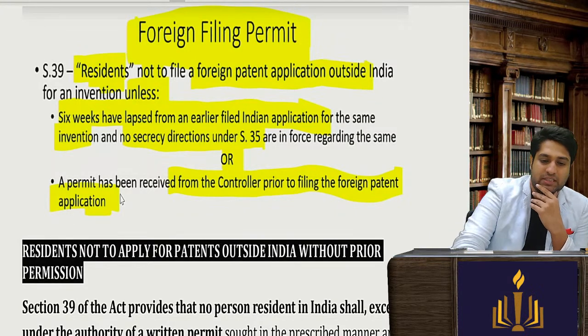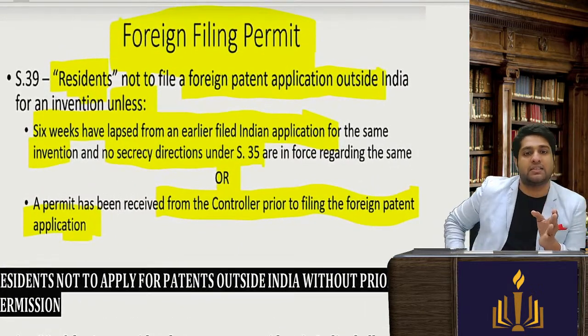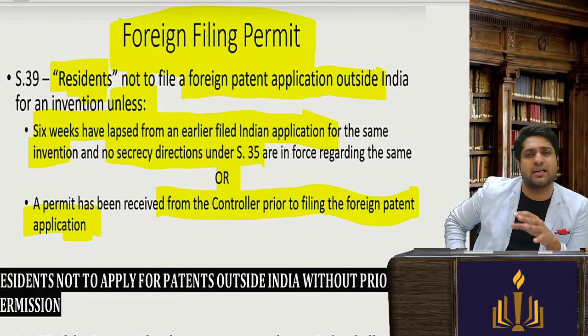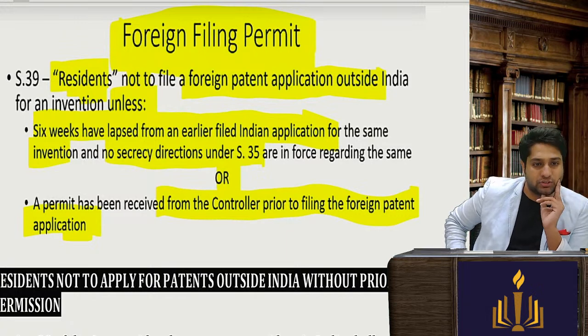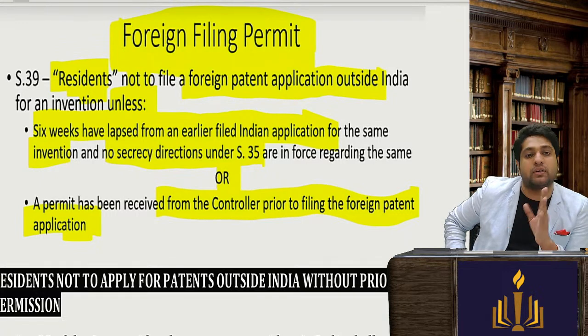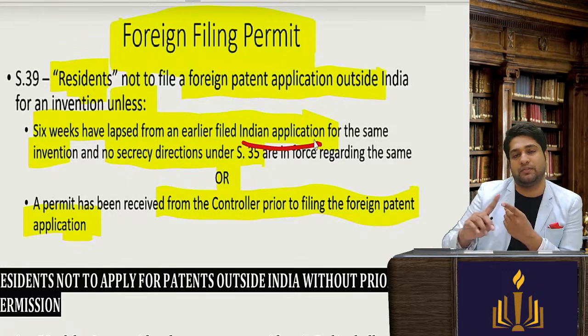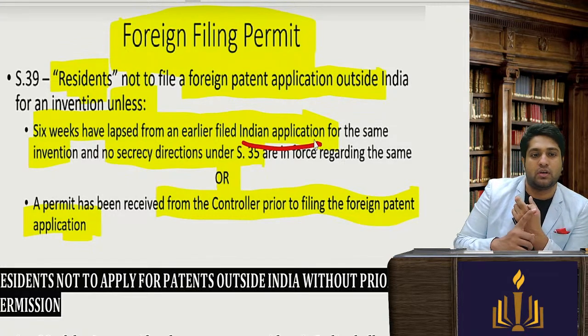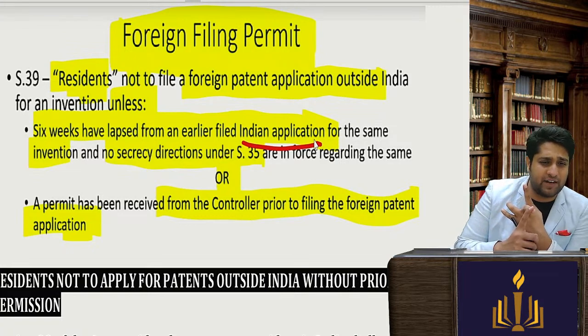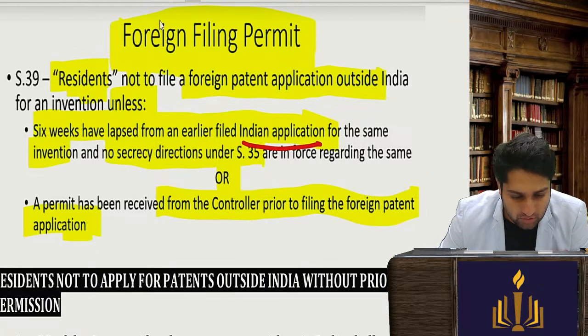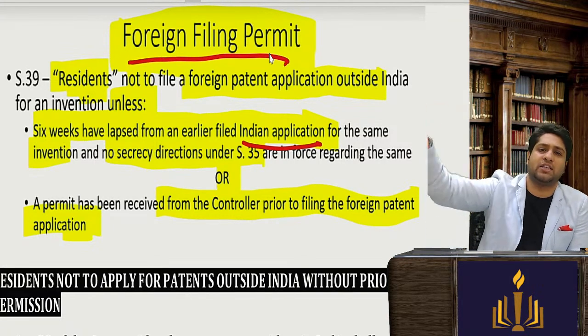Now what does this mean? What does this line mean? Can you read and tell me? Resident not to file a foreign patent application. So very simple, we are telling Indian residents that listen, don't file foreign patent applications unless 6 weeks have been over from an earlier filed Indian application for the same invention. That means the Indian application is filed, and 6 weeks are over, then you are allowed to file a foreign application. Then you can get an international patent.